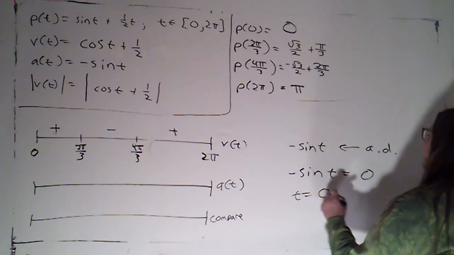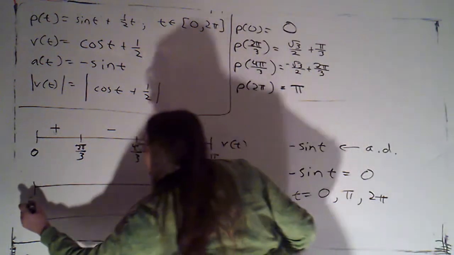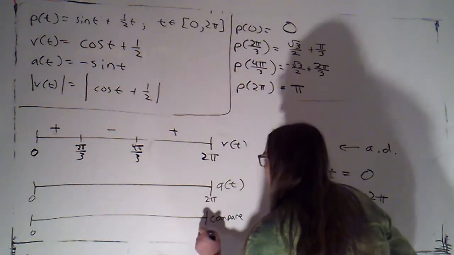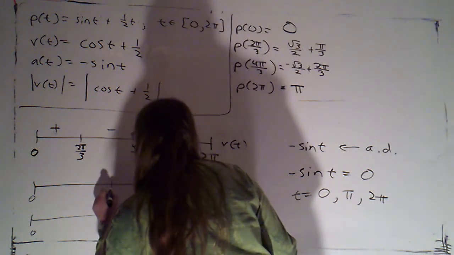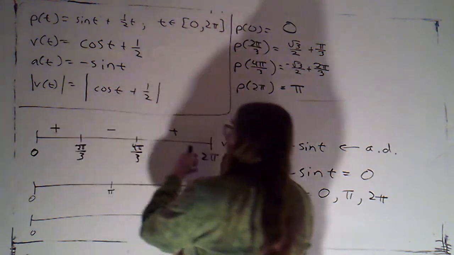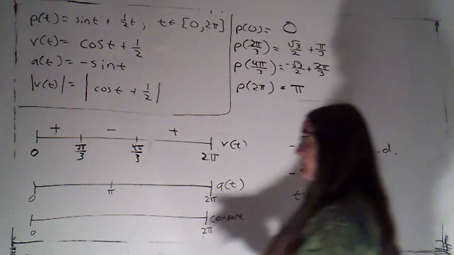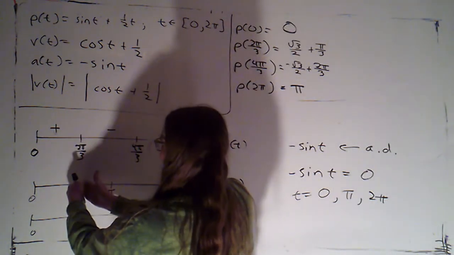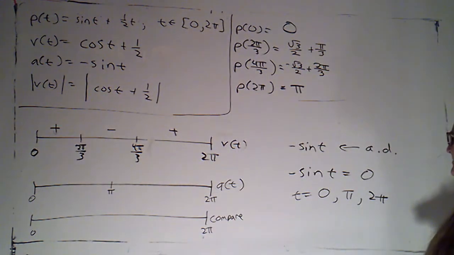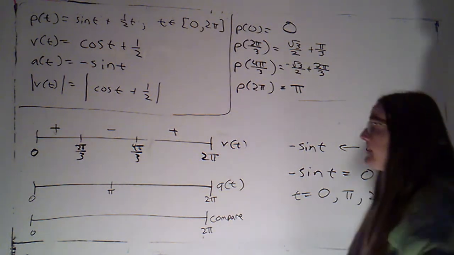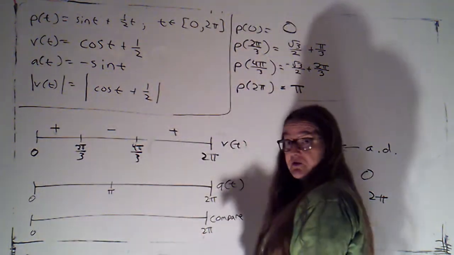This would mean t is equal to 0 or pi or 2 pi. Now, 0 and 2 pi were already the endpoints. Okay. So the only new point I need to mark off is pi. Now, although I didn't draw this to scale, I am going to make sure that everything is consistent with that. So here is where 2 pi over 3 is going to be. Pi is in between 2 pi over 3 and 4 pi over 3. Okay, so now I need to figure out the sign of the acceleration over each of these two subintervals.